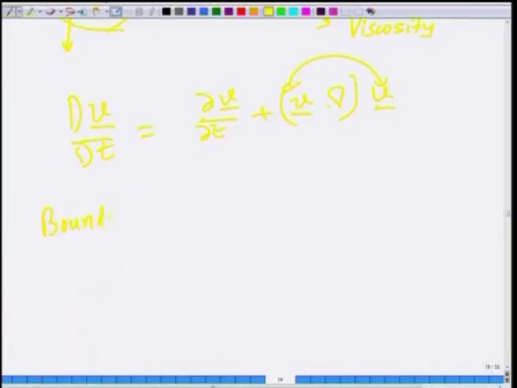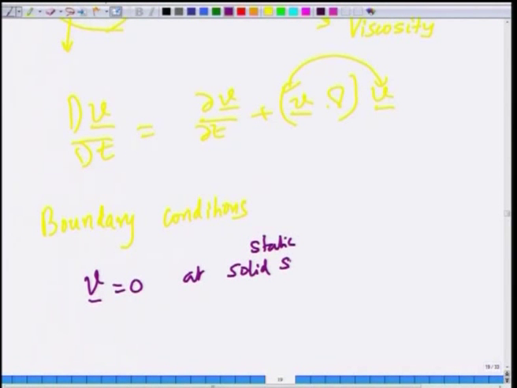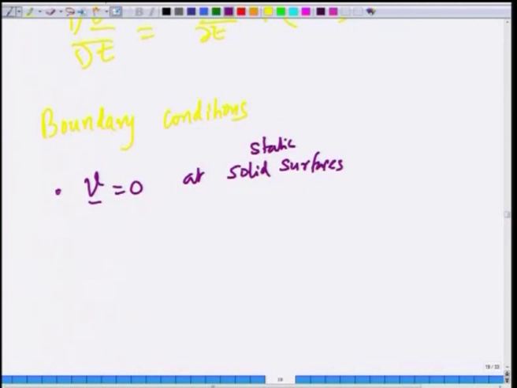But we made several simplifications while solving the Navier-Stokes equations. Before solving them, we need boundary conditions, which are, first, that the velocity is 0 at stationary solid surfaces, or if the solid is moving, the velocity of the fluid will take the velocity of the solid. That is called the no slip condition, and that is one type of condition.